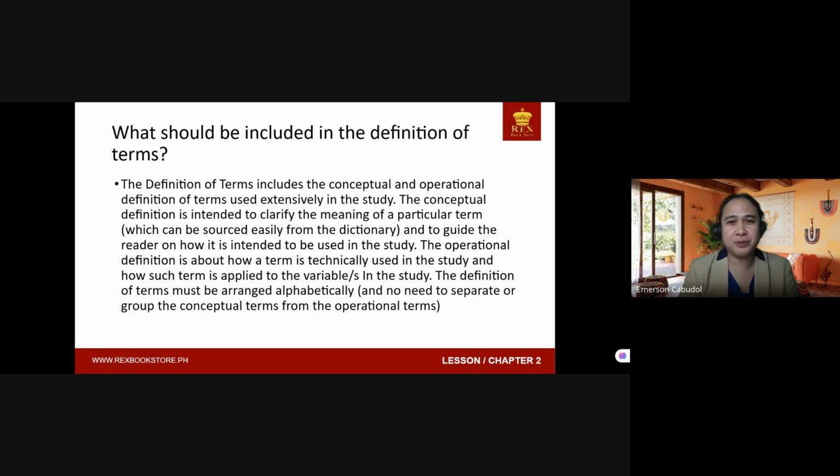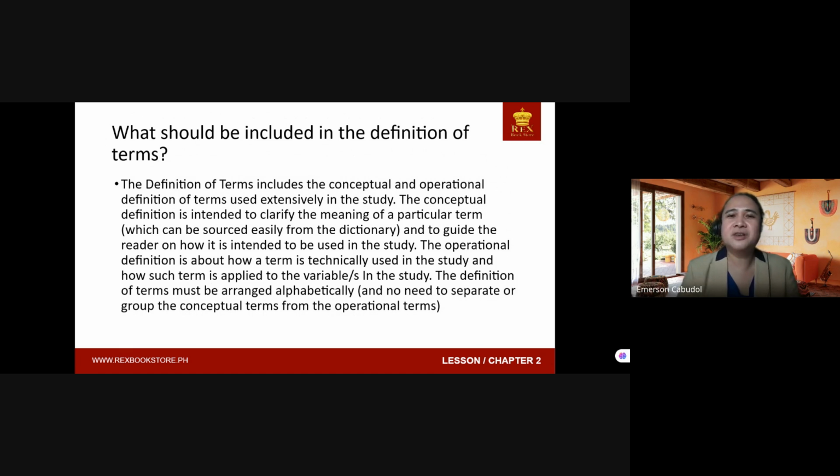The definition of terms section clarifies key terms used in the study, providing both conceptual and operational definitions in alphabetical order. The conceptual definition is the general dictionary meaning, while the operational definition explains how the term is specifically measured or applied within the research.